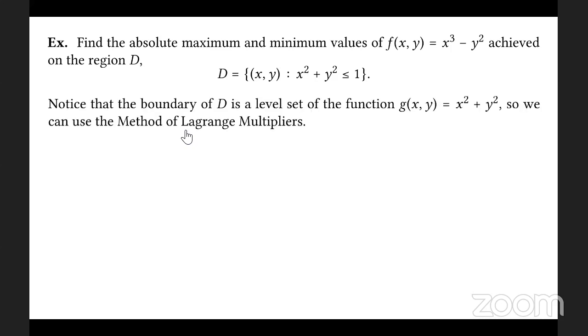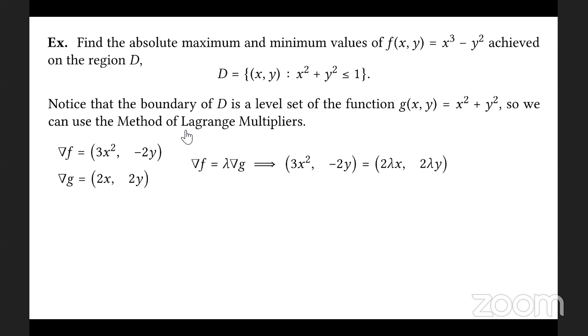Okay. Notice that the boundary of D is a level set of some differentiable function g, right? The boundary of D is the equation x squared plus y squared equals 1, and we can write that as a level set of this function g. So that means that we can use the method of Lagrange multipliers. Let's take the gradient of f and take the gradient of g. We get those. Set them parallel, and you get these two equations. So you get 3x squared equals 2 lambda x, and negative 2y equals 2 lambda y.